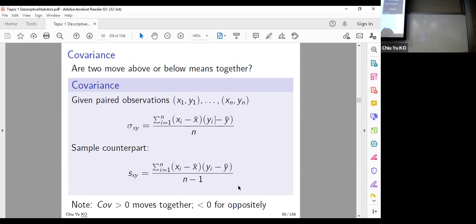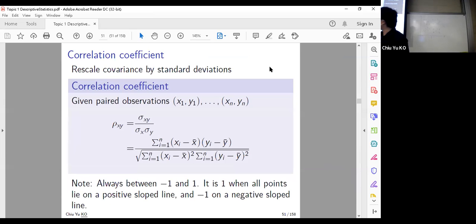So that's why you want to make it a nice measurement within -1 to 1, right? Then it will be very easy to compare. So how you make this adjustment is to divide them by their standard deviation, and by magic, it turns out to be -1 and 1. For -1, they all lie on the same line, negatively sloped.